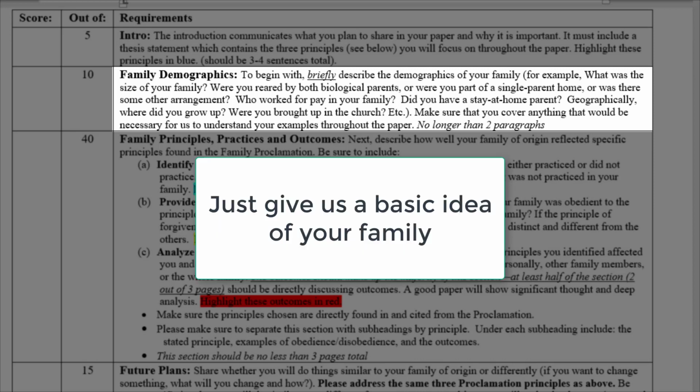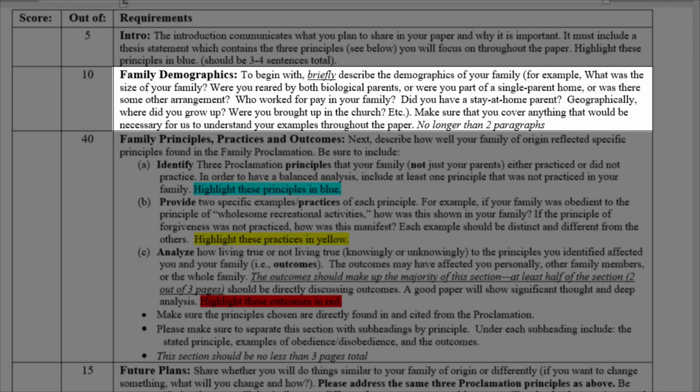This is solely meant to help us understand your family situation so that we better understand where you're coming from with the rest of your paper. This should be brief, no longer than 2 paragraphs.